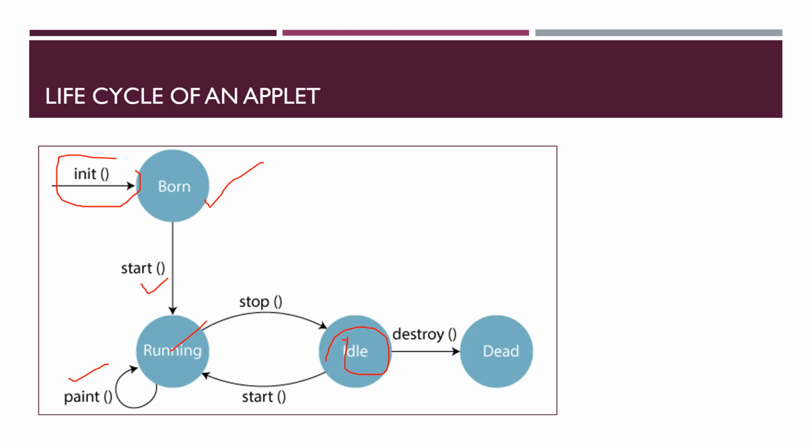When the applet is not in use, the browser calls the stop method. This happens when you navigate away from the page or minimize the browser. In the idle state, the applet remains loaded, but it pauses its execution.